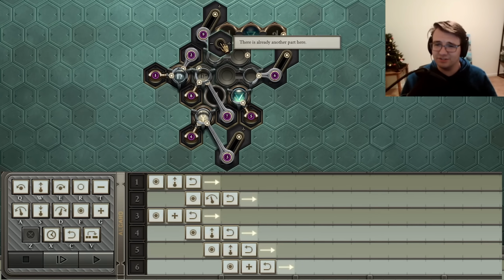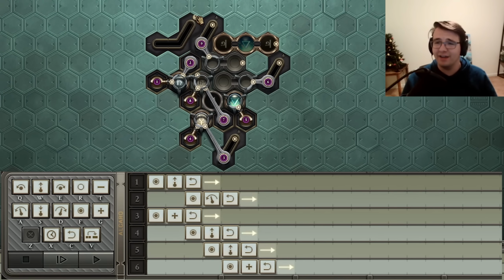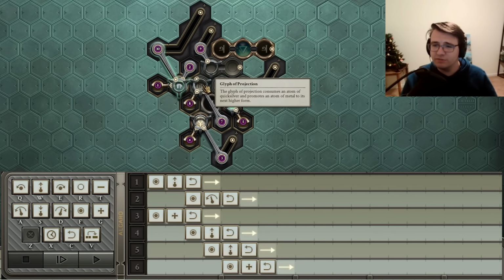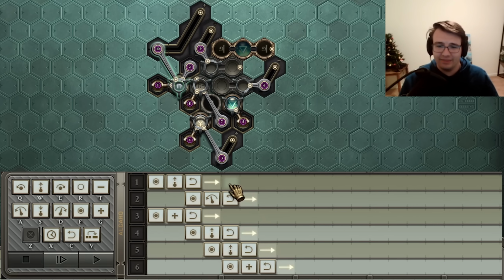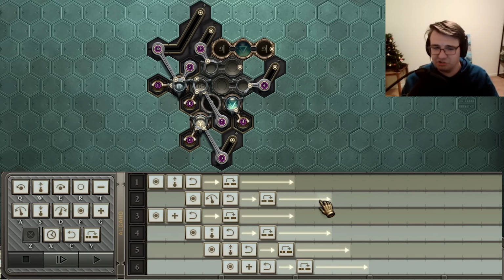Now, the way I like to do that is by having a dedicated final product arm. And that will just be an arm that picks up the lead, moves it to the glyph of projection, and then moves it twice to get to the product. All in one swoop. And then what you just do with the code, there's a thing that basically just repeats all the previous instructions. And you can do that to these just again and again. I guess actually repeating once is really all you need.